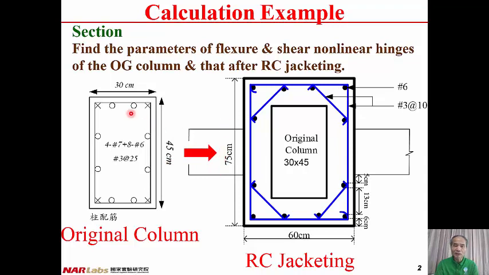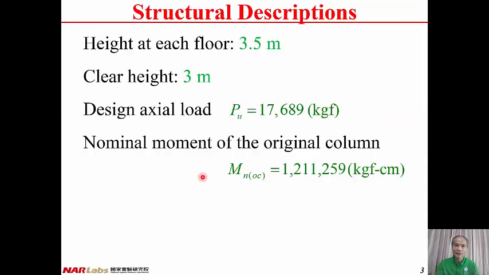And here's the information about the longitudinal reinforcement and the transverse reinforcement of the original column. And here's the reinforcement for the jacket, longitudinal reinforcement. There are totally number 6 rebars. And the transverse reinforcement is a number 3 rebar with spacing 10 centimeters. The height of the floor is 3.5 meters, and the clear height of the column is 3 meters.